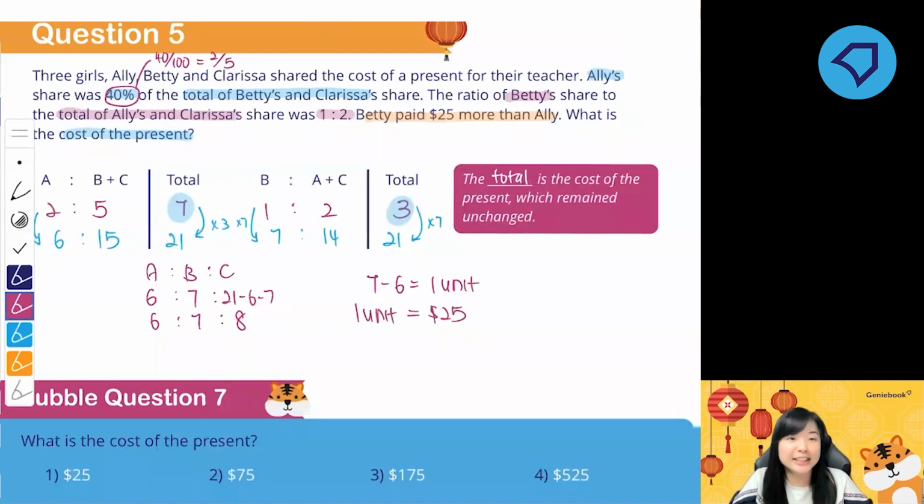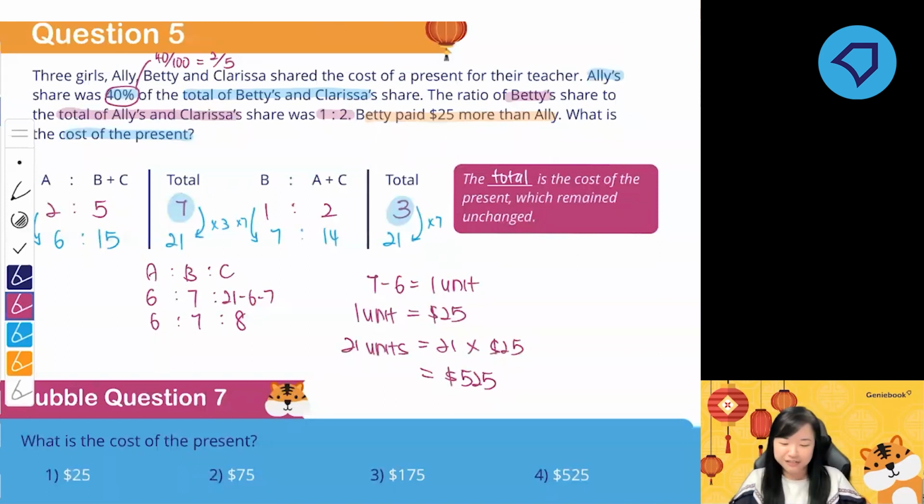Okay, so can I continue? Let me check. How many units is the total cost of the present? 21. Thank you, everybody. So we will have 21 multiplied by 25. And yes, it's an expensive present, 525.